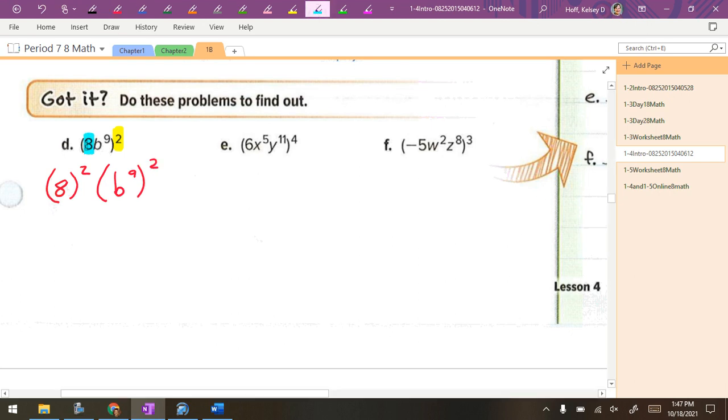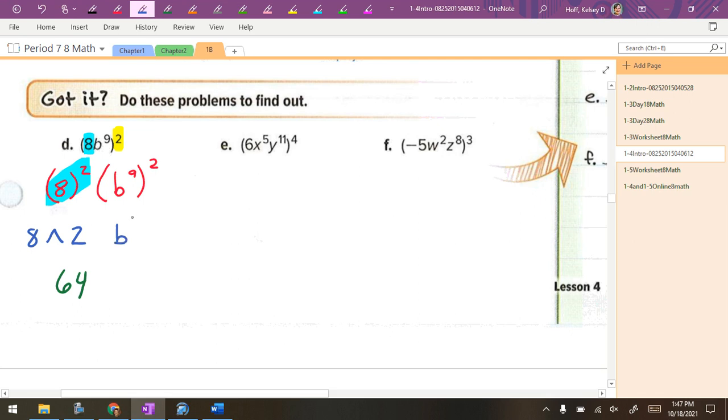Now, 8 is my coefficient. Remember, the coefficient is the number in front of the variable. So we're actually going to calculate this. On your calculator, you're going to type 8, caret key, 2. 8 raised to the second is what? 64.